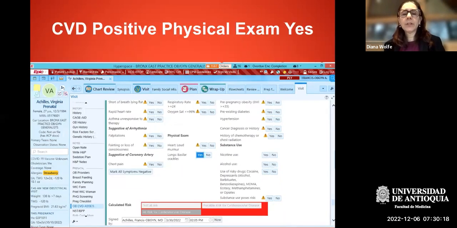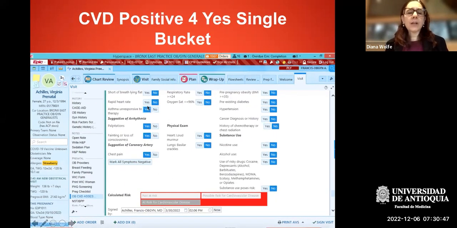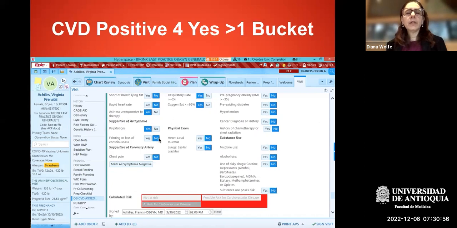Entonces, bueno, y si la persona es de riesgo, es positiva. Un physical exam con basilar lung crackles o loud murmur es positivo. Si hay yes en cada una parte, symptoms, vital signs, risk factors, es positiva. Si hay 4 yes en total, no importa en qué parte, es positiva. Luego 2 yes acá, 2 yes acá, positiva.